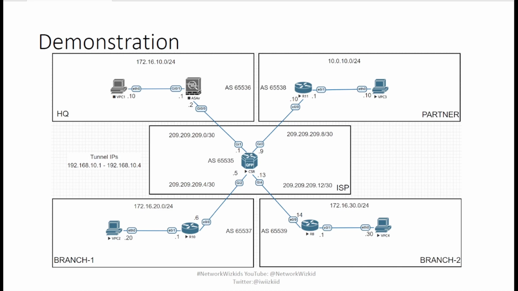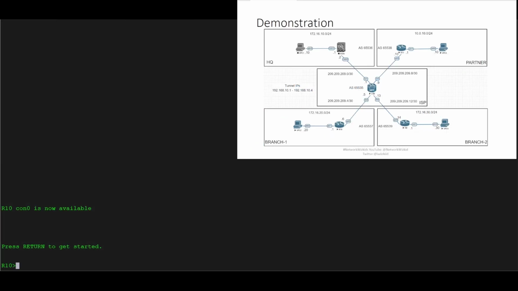There is BGP configured between the different sites. However, the subnets behind each of the routers are not reachable, and that's what we're going to configure the VPN for in this demonstration. So we're not using the HQ site and we're not using the branch 2 site at the moment. We're just focusing on branch 1 as well as the partner site. So without further ado, we will jump into our lab.